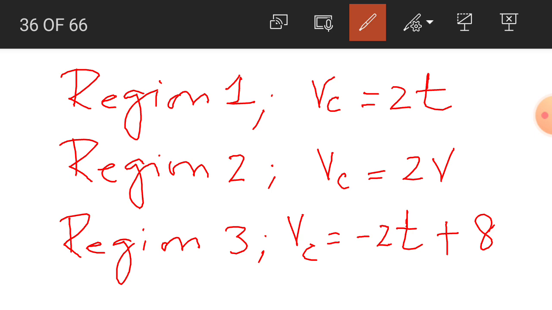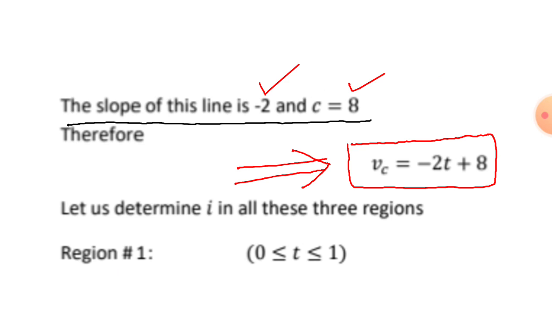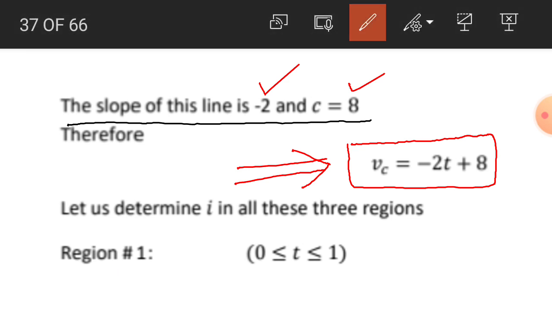Now we are going to calculate the current in region number 1, the current in region number 2, and the current in region number 3. Once we derive the equation for the current in all these three regions, then we will sketch the current as a function of time. So we are going to calculate the current in region number 1.